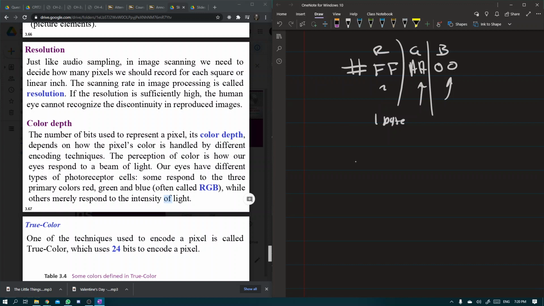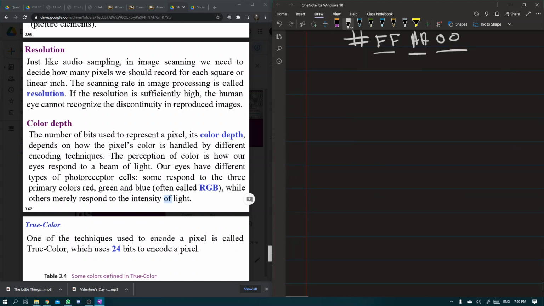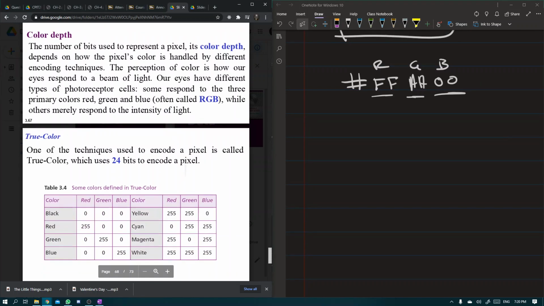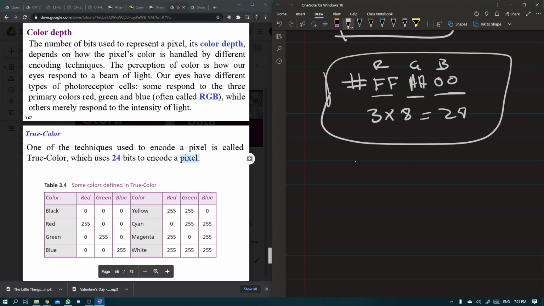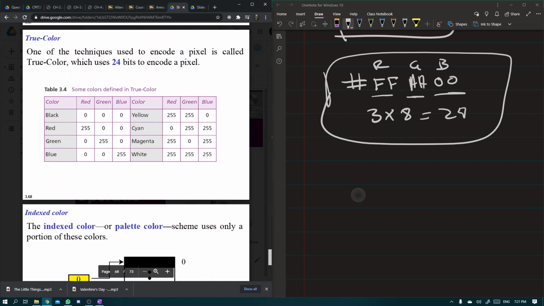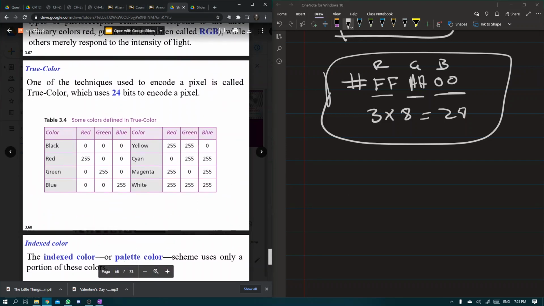If you store it in this way, if you ever wrote CSS, you probably saw this before. This is just 1 byte for red, 1 byte for green, 1 byte for blue. This is called true color. So we take 24 bits. 24 bits is just 3 bytes. Each byte is 8 bits, so 24. And this would be true color, so we could barely see the difference between this and true color.